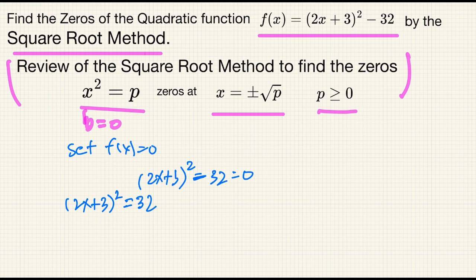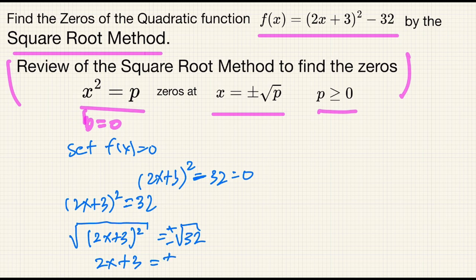So there's our equation. Now what we want to do is take the square root of both sides. We're trying to find x. So we've got (2x + 3)² is equal to 32, and we take the square root. Now we can't forget our plus and minus sign in there when we take the square root, because that could be positive or negative. So we're going to get 2x + 3 is equal to plus or minus the square root of 32.